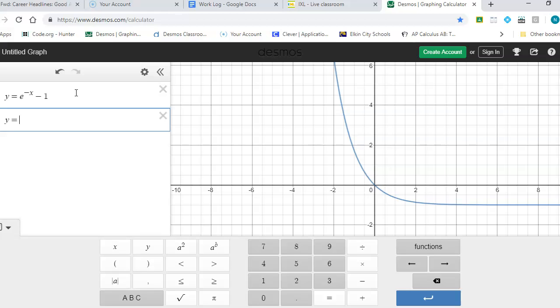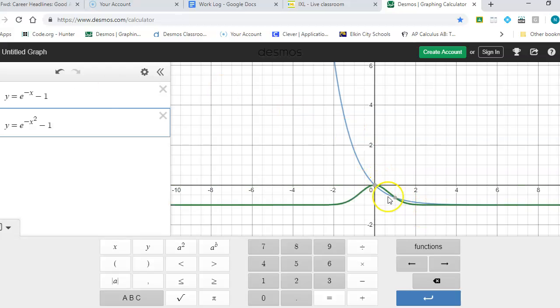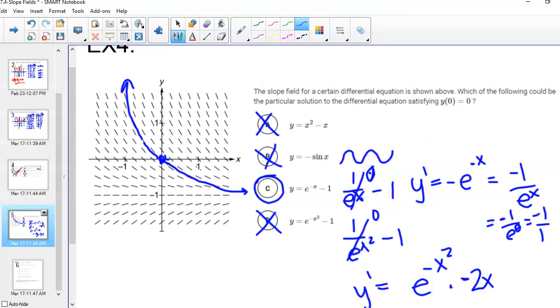But if you do e to the negative x squared minus 1, you see we get this graph right here. And this graph does not match what you see on that slope field. So C is your best answer for this one.